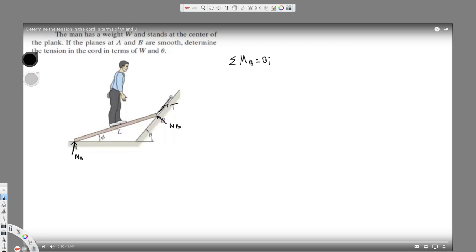This man is right here, so his weight is going to be acting directly downward here, so it's going to be directly horizontal W, and its distance is going to be L by 2. He's exactly in the middle, straight to the center of the plank, right? So it's L by 2. And let's see, moment around B: the total moment around B is going to be 0, and these two will cancel.